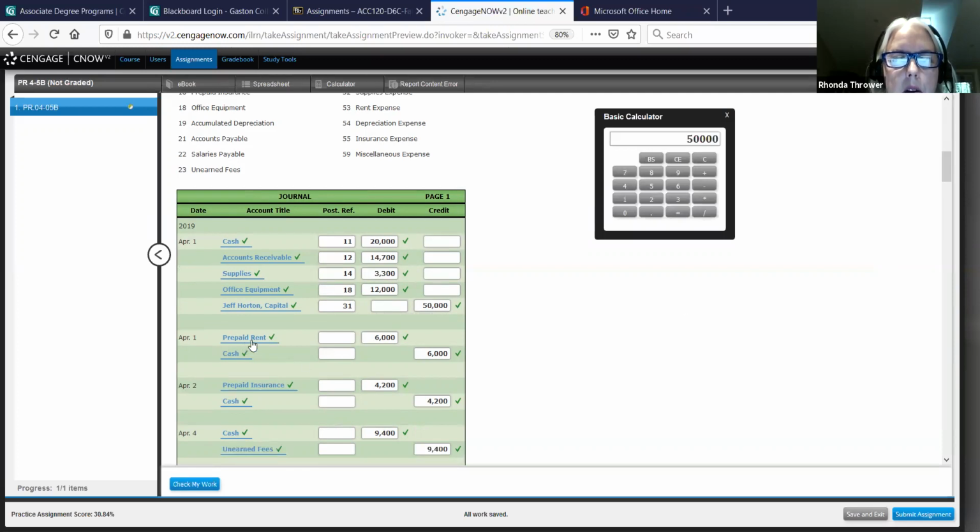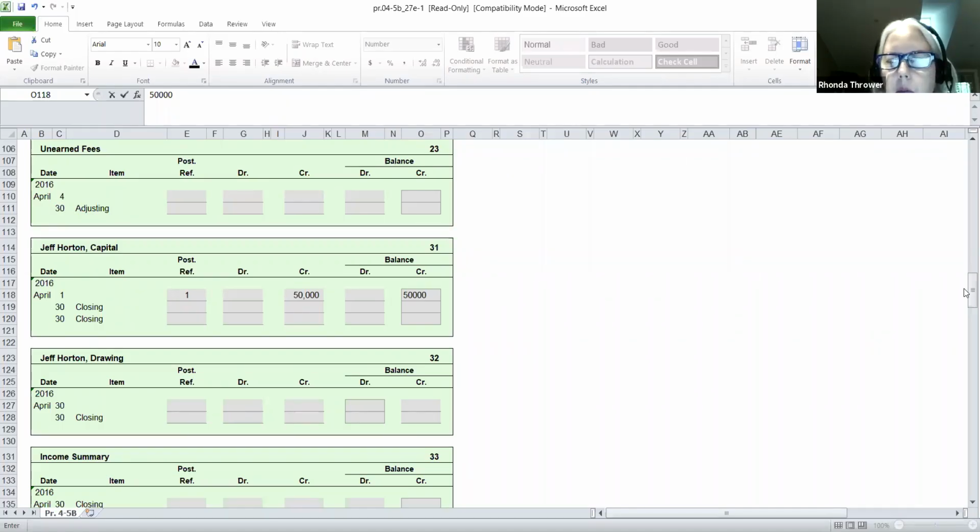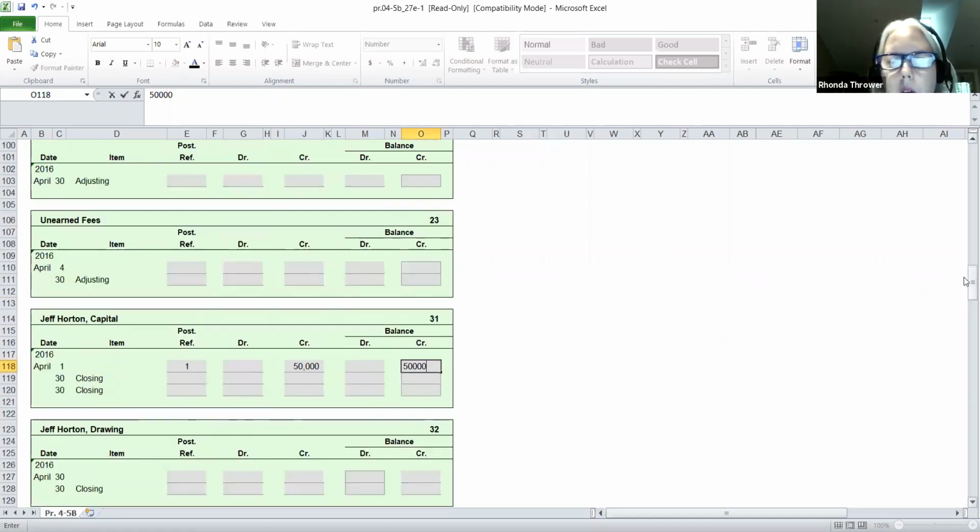So the next account that I'm going to look for is prepaid rent. And my prepaid rent was debited for 6,000. I'm going to credit my cash for 6,000. So I'm going to stop sharing. I'm going to look for my prepaid rent, which is an asset, so it's going to be toward the top of the page.